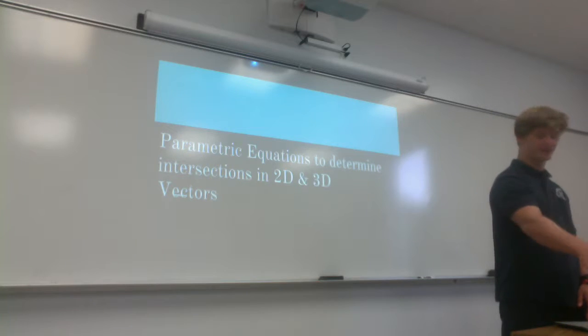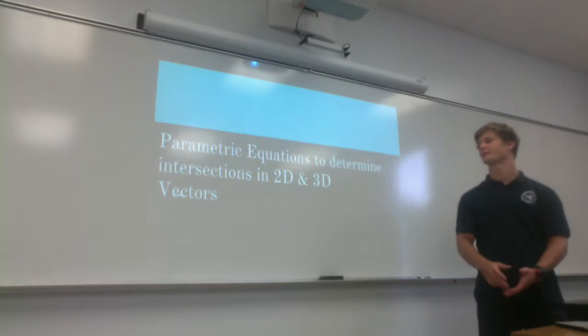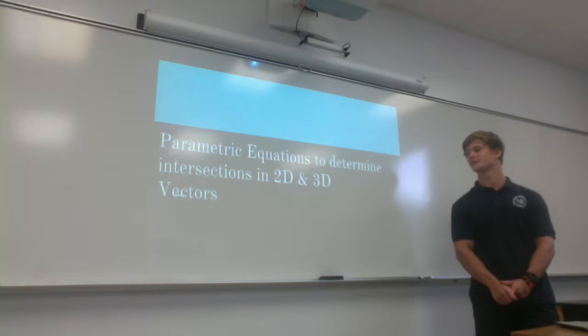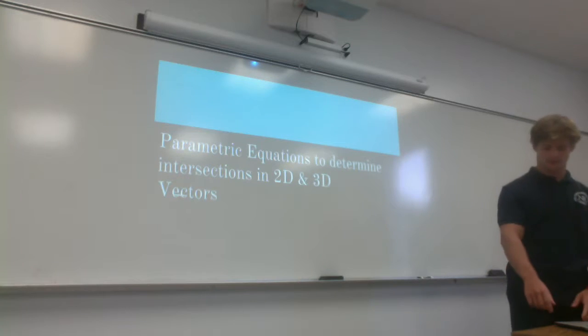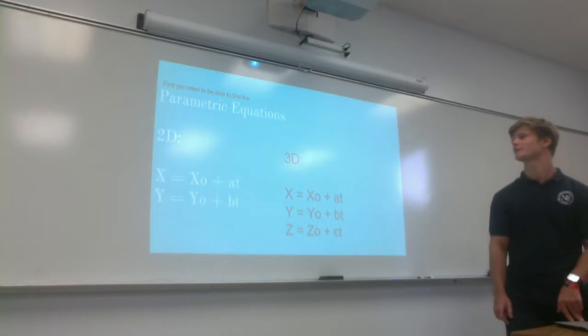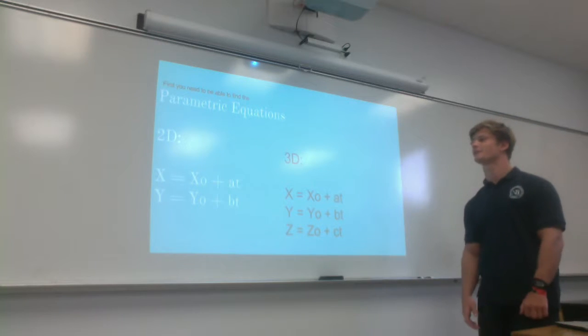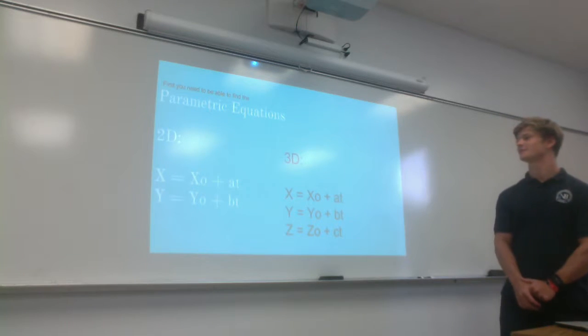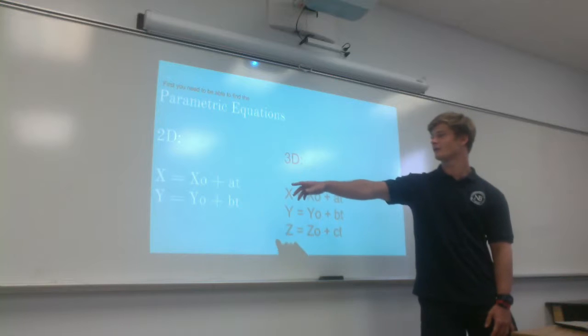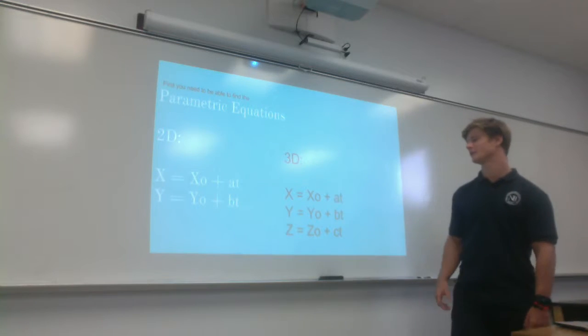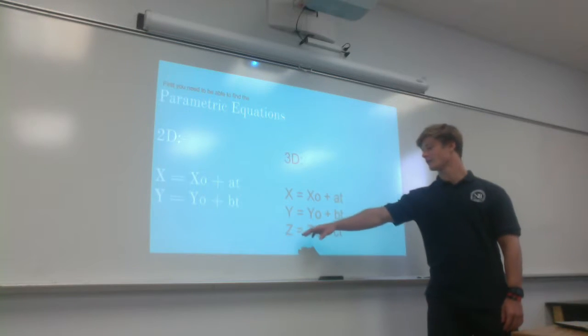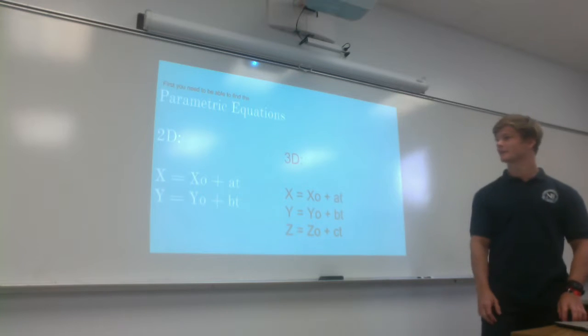Let's start. Okay, so my topic was parametric equations to determine intersections in 2D and 3D vectors. And that's the first slide. So first, just as a reminder, how parametric equations look in the 2D form and in the 3D form, and the only difference is that in the 3D form you have the z component, which makes it 3D.